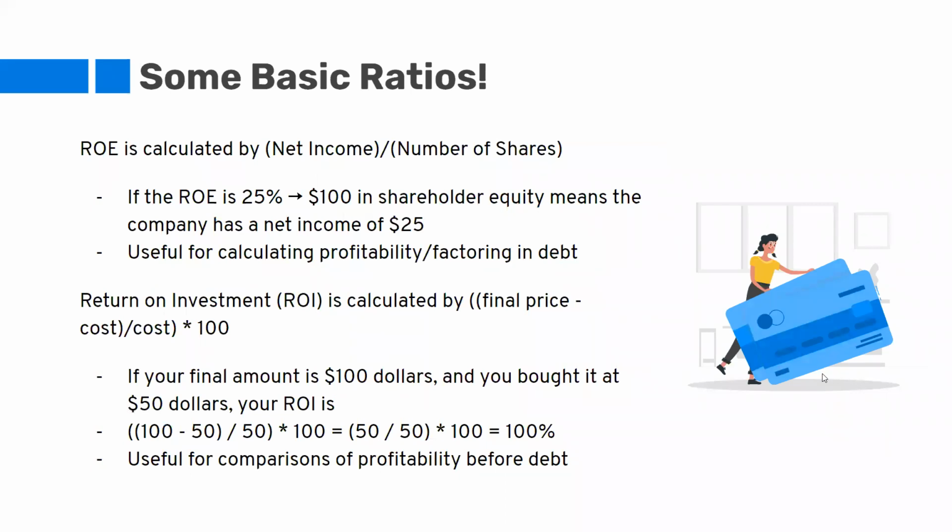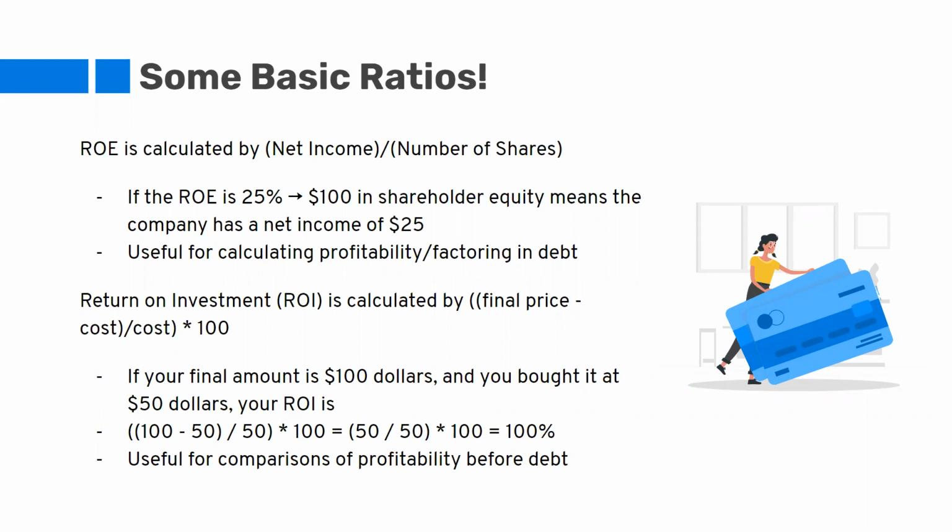So the return on equity is basically calculated by taking your net income and dividing it by the shareholder equity. It's used to calculate profitability and factors in some debt. For example, if you have a stock that you bought at $50 but sold at $150, and you have say 400 shares of that, then maybe you can have 25% return on equity because the $100 in shareholder equity basically means the company has net income of $25.